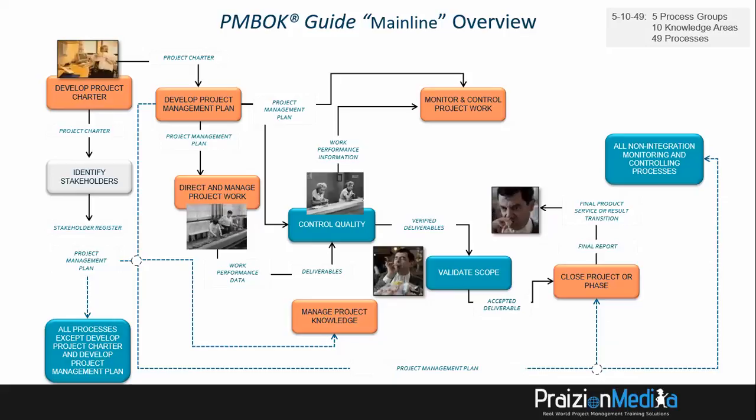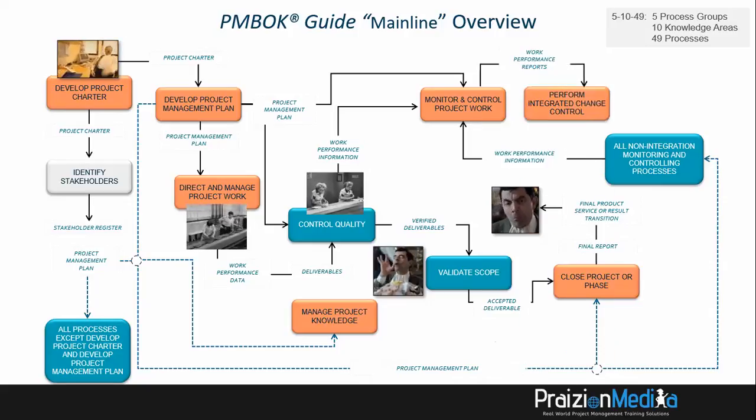There's a little bit more. The final report is also an output because you want that final report, whether it was success or otherwise. Also, be aware that all those non-integration monitoring and controlling processes, they will give you WPI. We already looked at that. Now, we've already talked about work performance reports coming out of monitor and control project work, but they go to a number of processes, 4 to be precise. But we will only show one here, the perform integrated change control process.